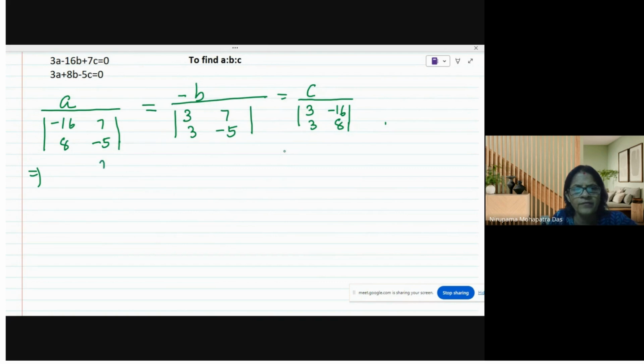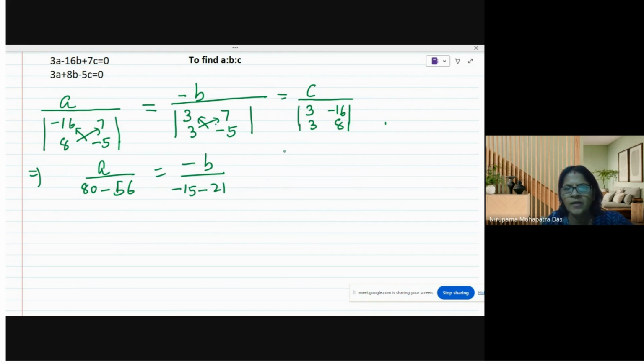So we are evaluating the 2 by 2 determinants. Here minus 5 into minus 16 is 80, minus 8 into 7 is 56, so a by 24. Here minus b by minus 15 minus 21. Multiply like this, then minus this. And c by 8 into 3, minus 3 into minus 16, which means plus 48. For b, you can adjust the minus sign in the denominator. In any question, you will be doing that. So you have minus 36 here, and taking this minus sign with b, we can take 36 here.